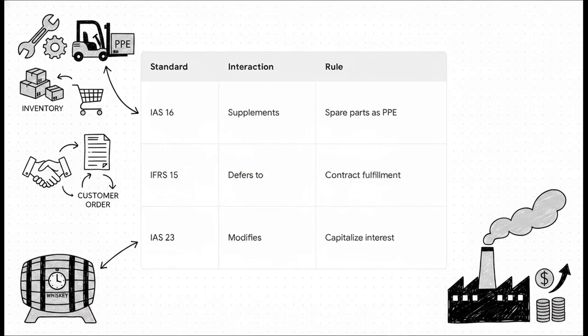Now, IAS 2 certainly doesn't operate in a vacuum. It plays with the rest of the IFRS ecosystem. It supplements IAS 16, meaning spare parts are PPE if they meet the definition, otherwise they default right back to IAS 2 inventory. It entirely defers to IFRS 15 for contract fulfillment costs, and it actually modifies standard rules under IAS 23. While we said interest is usually excluded, if your inventory takes a substantial amount of time to produce, like aging whiskey, you can actually capitalize borrowing costs directly into the inventory.